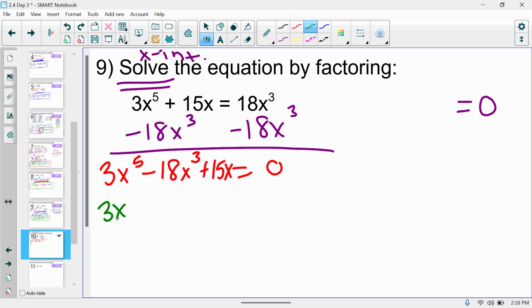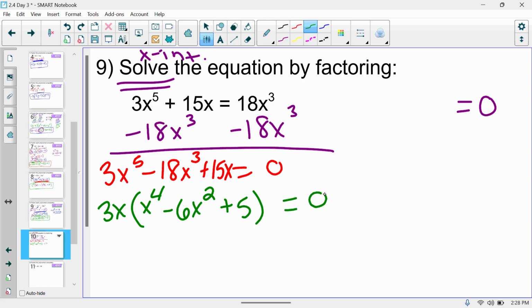So we'll think, what happens if I factor out 3x? Well, this would become x to the 4th now. Negative 18 divided by 3 is negative 6, and it would become x squared. And then 15x divided by 3x is just going to make that 5. Now, that's no different than what we've done so far. There's this equals 0. We'll get to that in a minute, okay?